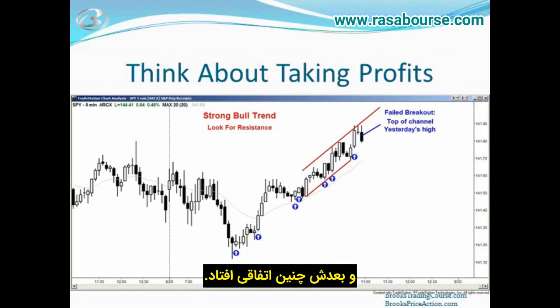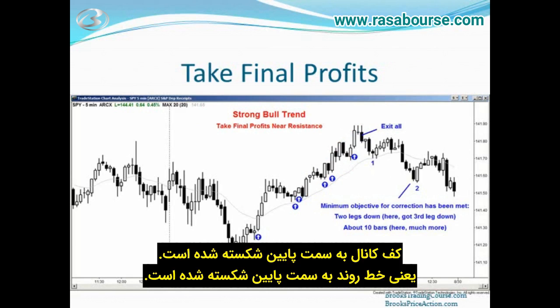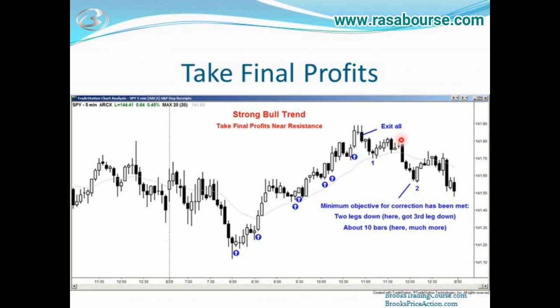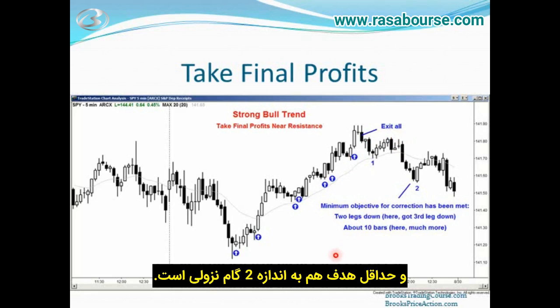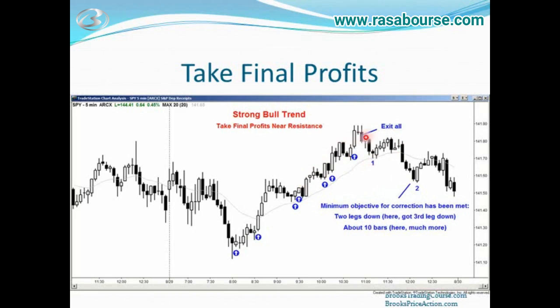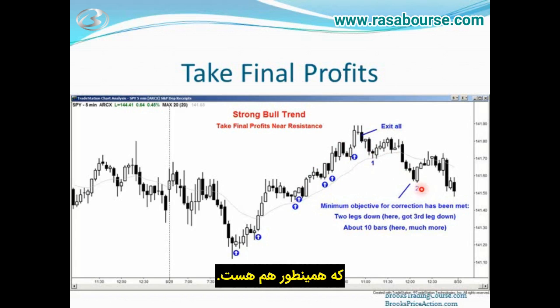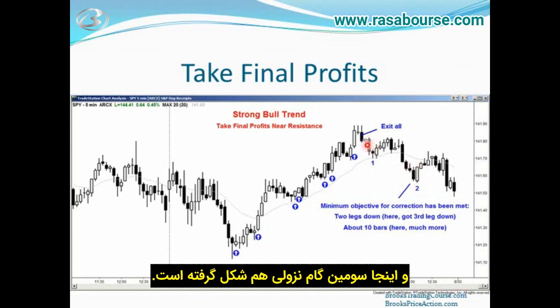And this is what followed. Okay, we had a break below the channel, so a break below the trend line, and then a double top bear flag and a lower high major trend reversal. The minimum objective after the channel was 2 legs sideways to down. We got 1 leg down, 2 legs down. Also, you'd like to see about 10 bars in it, and we have about 10 bars. We in fact got a third leg down.